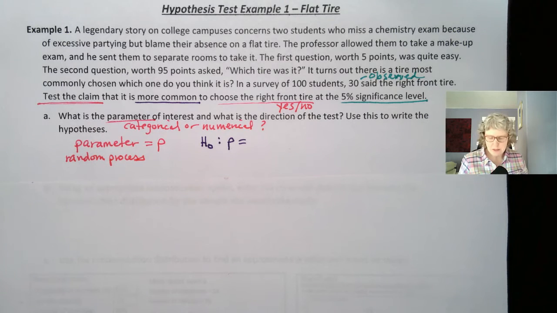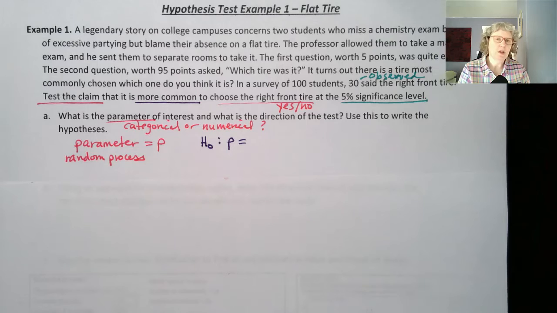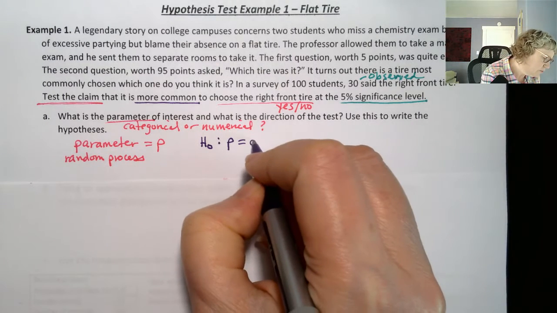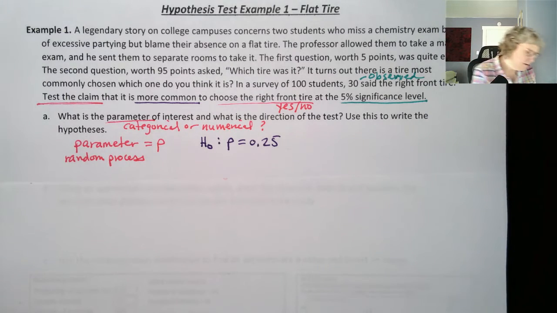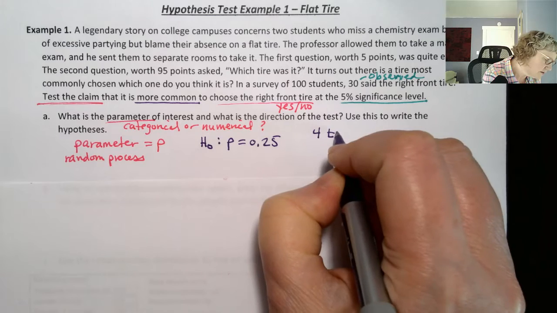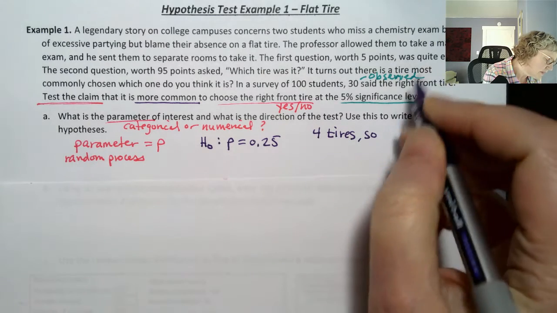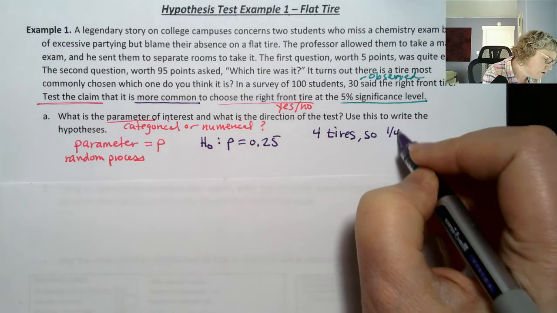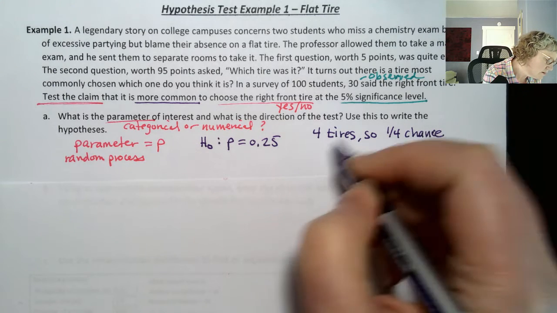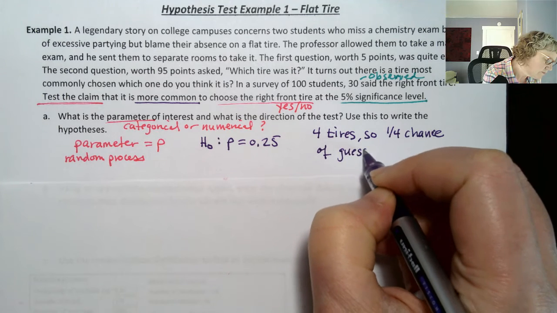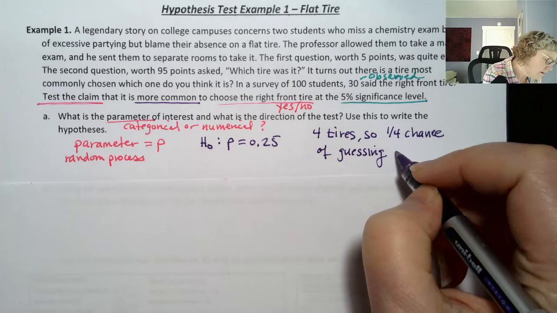So this is similar to the Kiki Bouba test, but I wanted to choose one that wasn't 50-50. So if we're looking for right front and people are just guessing at random, what's the chance of guessing that one tire? If you said 1/4 or 25%, you're right. So p equals 0.25. Okay, and I'll just write a note over here. We have 4 tires, so 1/4 chance of guessing right front.